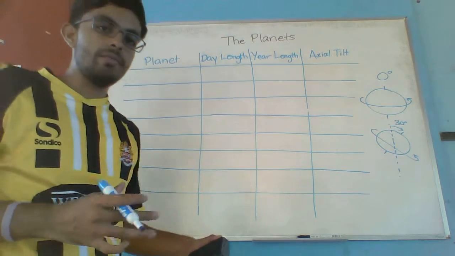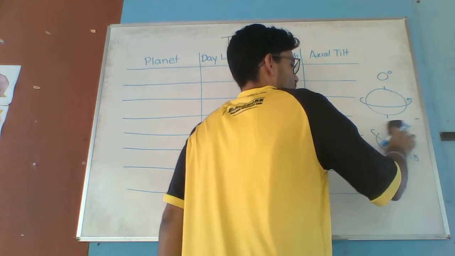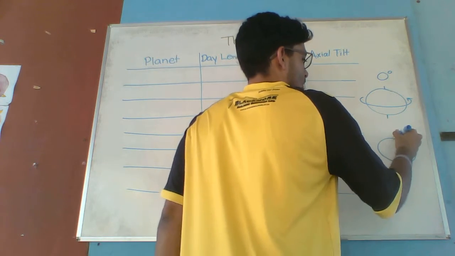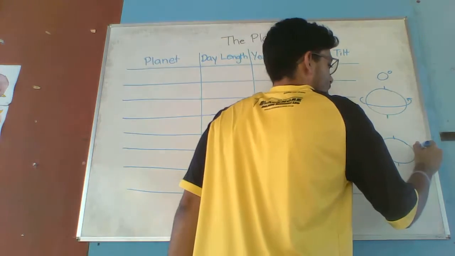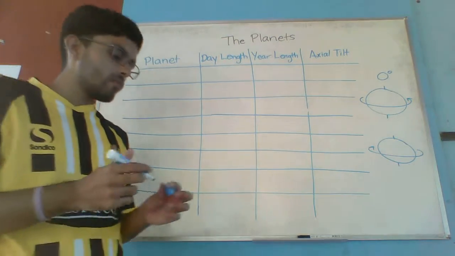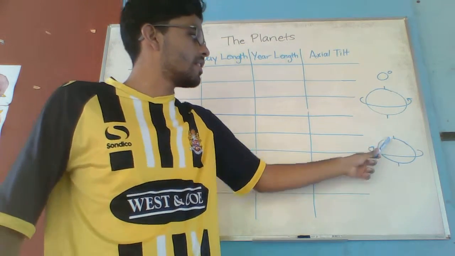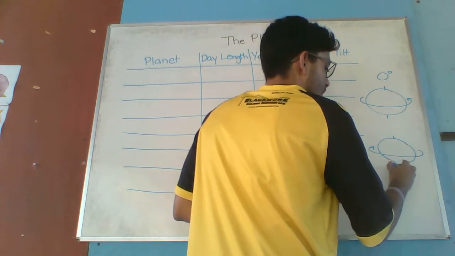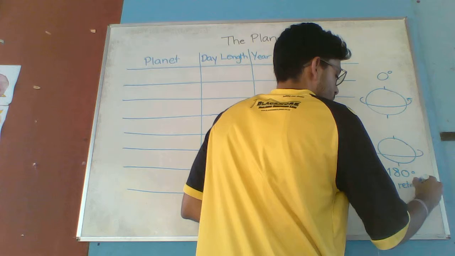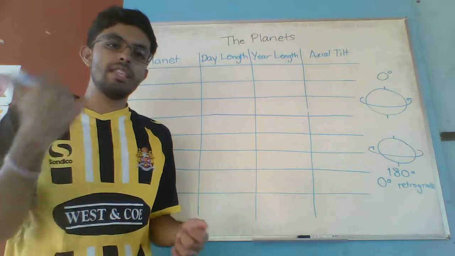Now, for those of you who've spent a little bit of time working with degrees in math, you'll notice that 180 degrees means the same thing as 0 degrees, except rotating in the opposite direction. So you could say that this planet has an axial tilt of 0. You could say that this planet has an axial tilt of 180 degrees, or 0 degrees retrograde. And retrograde means just in the other direction.